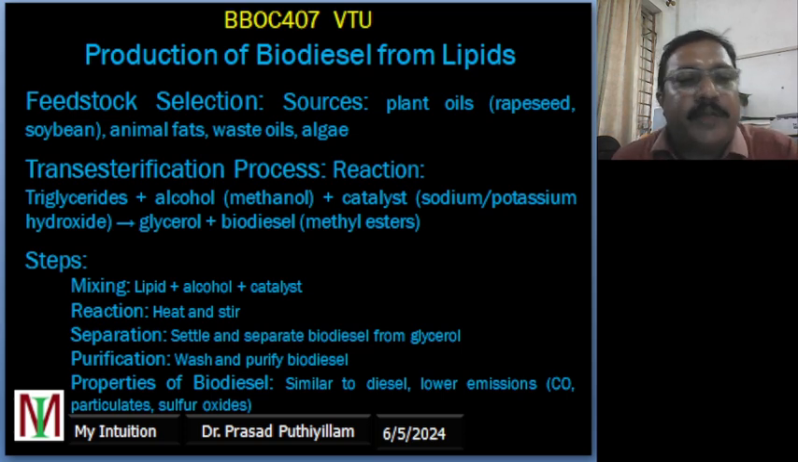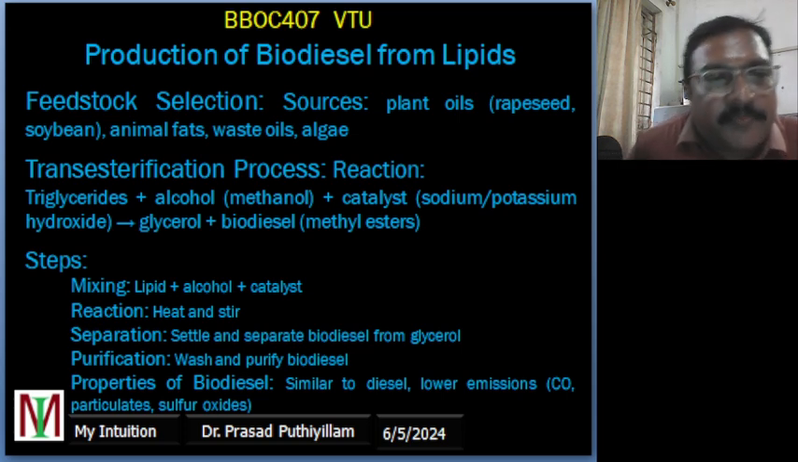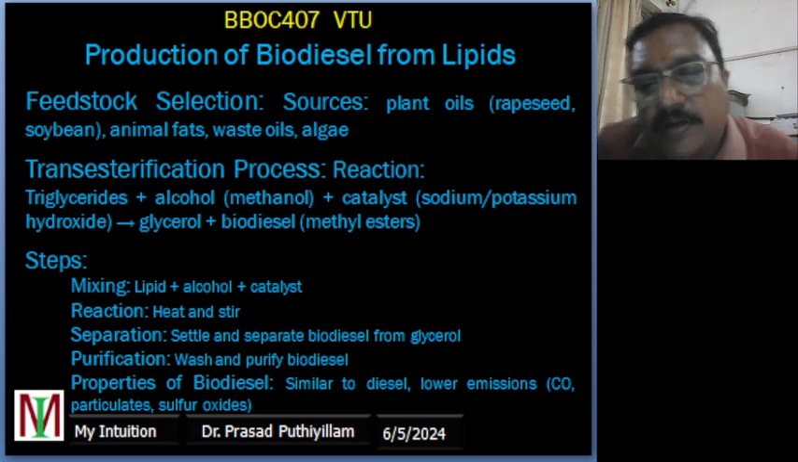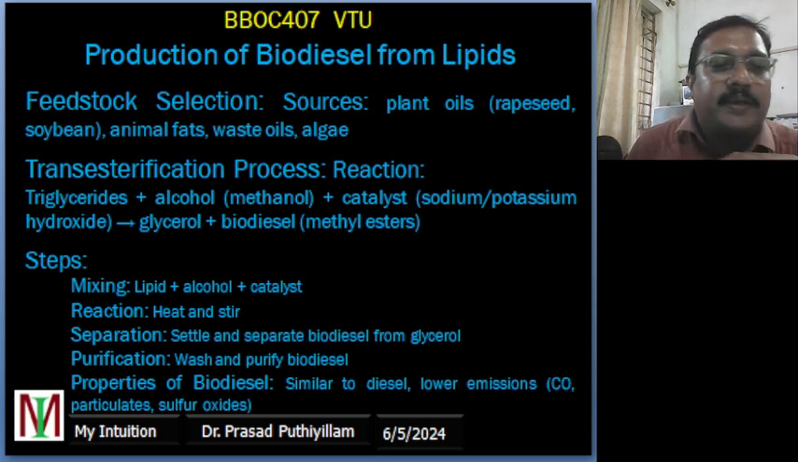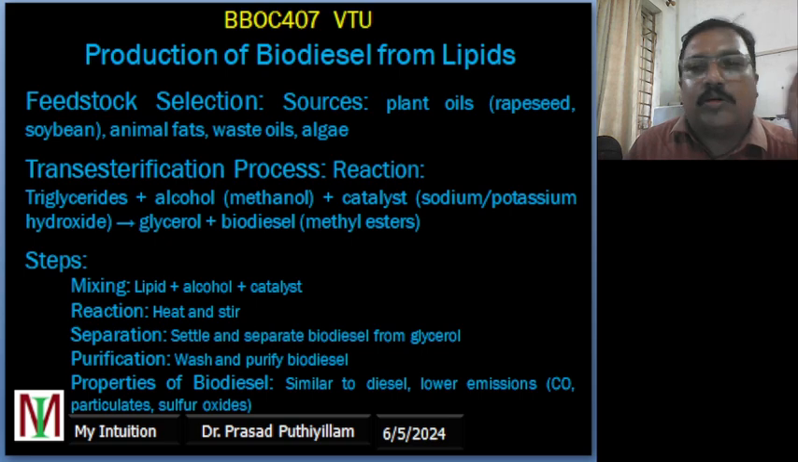Okay, in step one, that is the mixing, the lipid feedstock is mixed with alcohol and catalyst, which undergoes reaction in step two by heating and stirring, which increases the rate of the transesterification reaction. Then the third step, that is the separation. The resulting mixture is allowed to settle down, separating the biodiesel from the glycerol. And finally, the fourth step, the biodiesel is washed and purified to remove any remaining contaminants or the other components of that mixture.